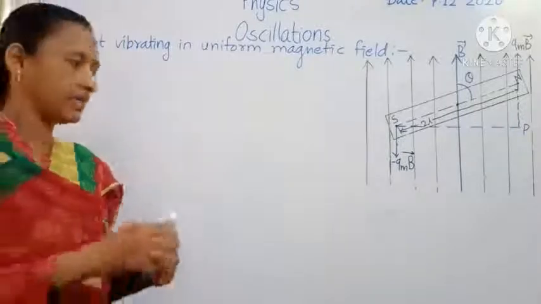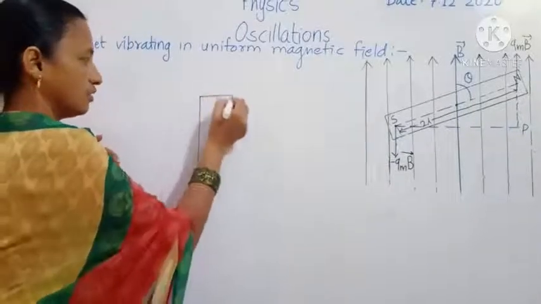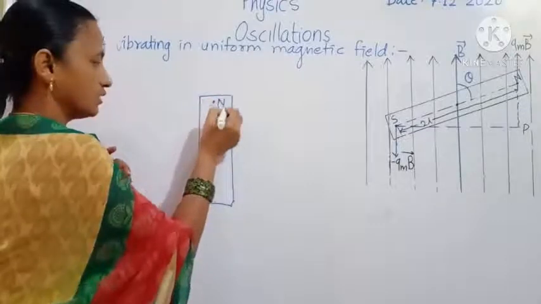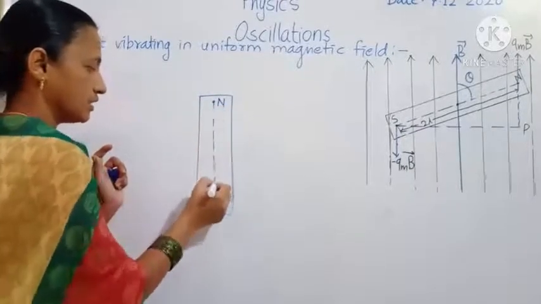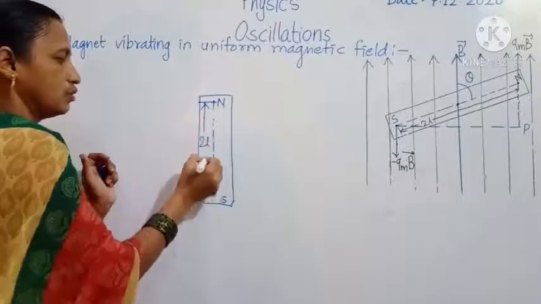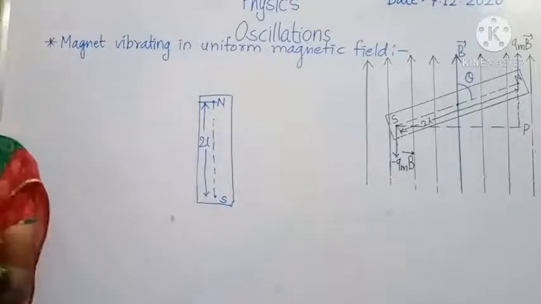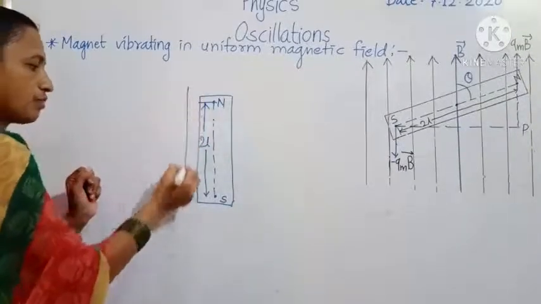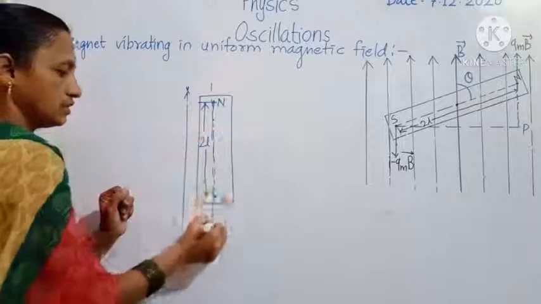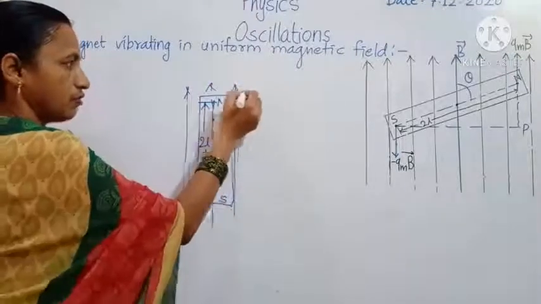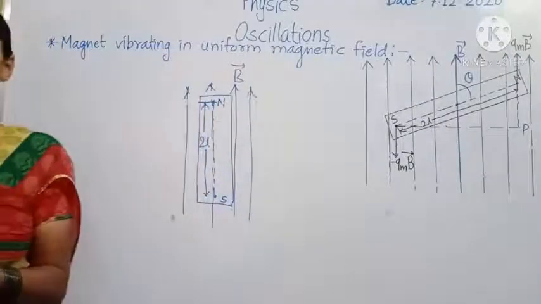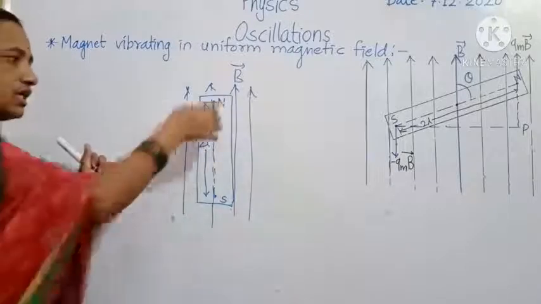If a bar magnet, that is, this is a bar magnet having the two poles, one pole is N, another is S. This is a bar magnet having a magnetic length of 2L. This bar magnet is freely suspended in uniform magnetic field. Here we have to see that this is a uniform magnetic field. If we place this bar magnet in a uniform magnetic field, that is the vector magnetic field which is denoted by the letter vector B, it remains in equilibrium position.